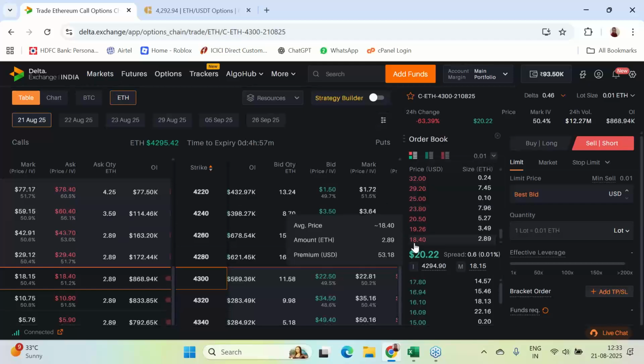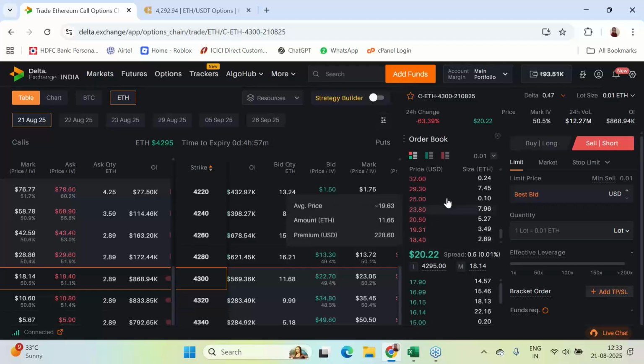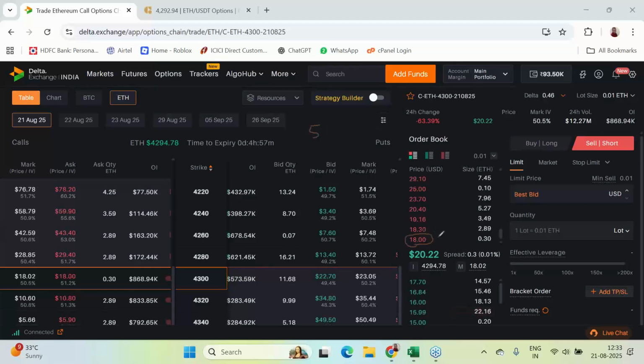So $5 we are getting through credit, as well as $12 from here. First we got $5 as a credit. Now by closing this, if I close that at 6 and sell it at 18, I am getting 12, so in total 17 USDT I can get as a gain. This is the maximum I can gain if it is at the money.